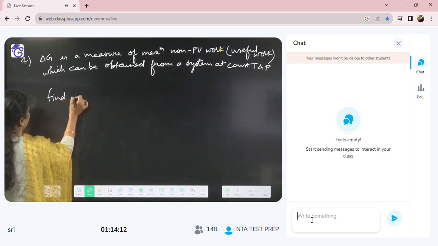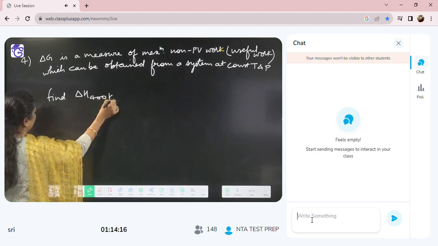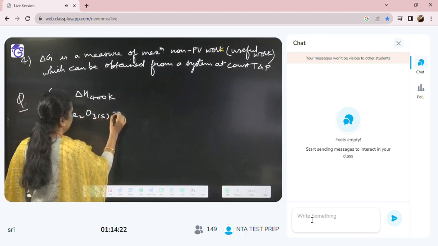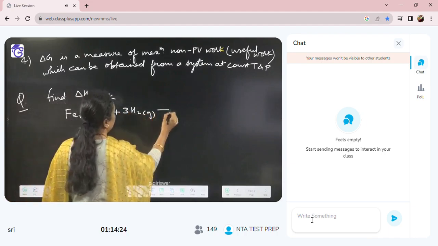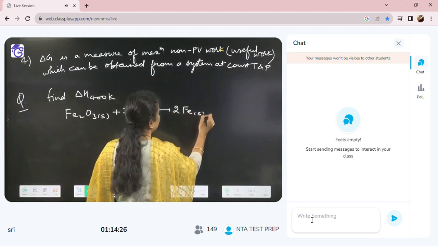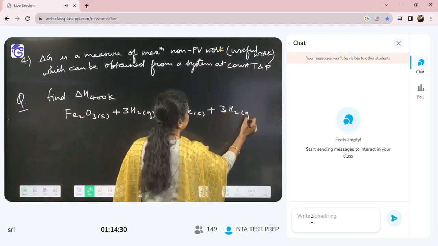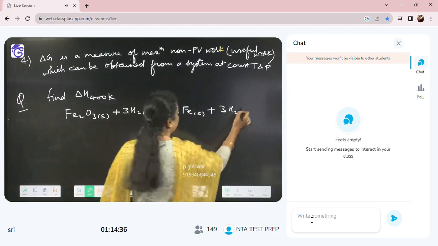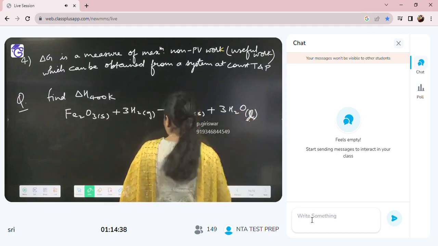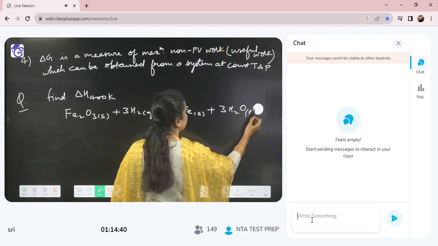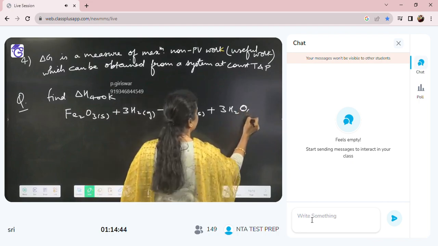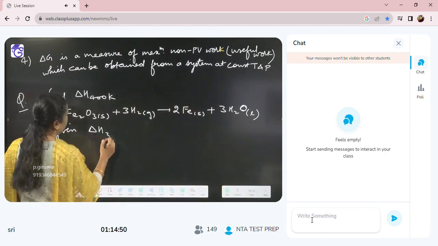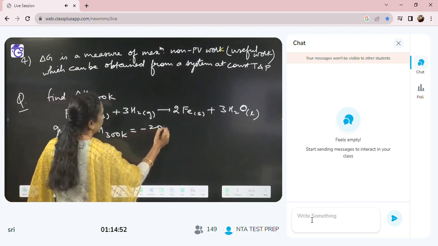Find delta H for the reaction at 400 Kelvin. The reaction is Fe2O3 solid plus 3H2 gas, giving you 2Fe solid plus 3H2O liquid. Given, the enthalpy change at 300 Kelvin is minus 20 kilojoule per mole.